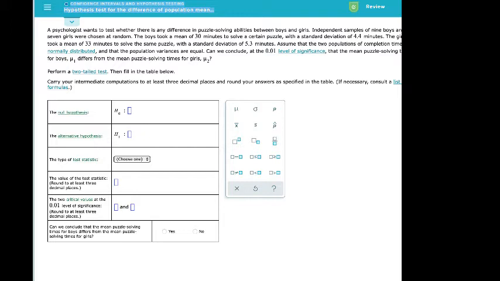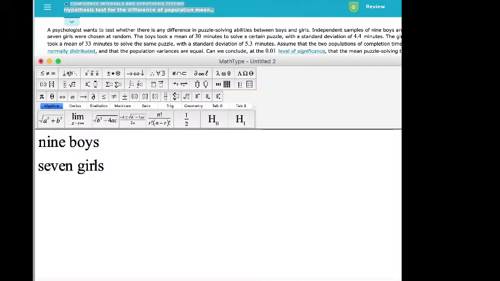So let's open up MathType so we can capture the information that I would be writing down if I was using paper and pencil. In the second sentence, it mentioned that there were independent samples of 9 boys and 7 girls. So we know that we're going to have 2 categories, or 2 groups, the boys and the girls.